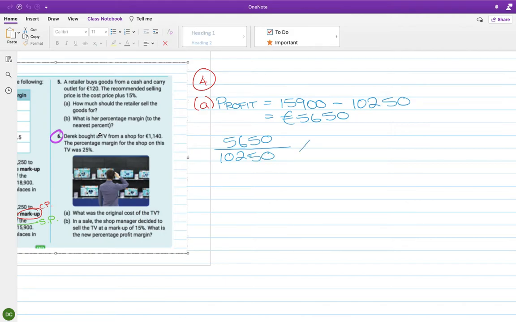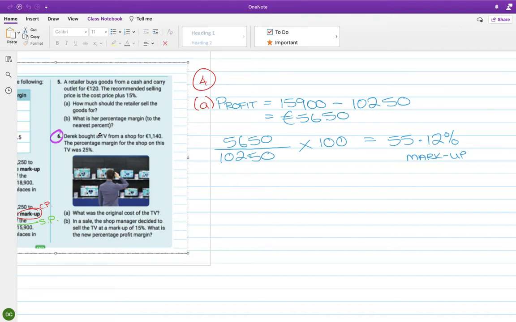For part A, we put the profit, 5,650, over the cost price, which is 10,250, and multiply by 100. Divided by 10,250 times 100. So to 2 decimal places, I'm getting 55.12%, and that's the markup.